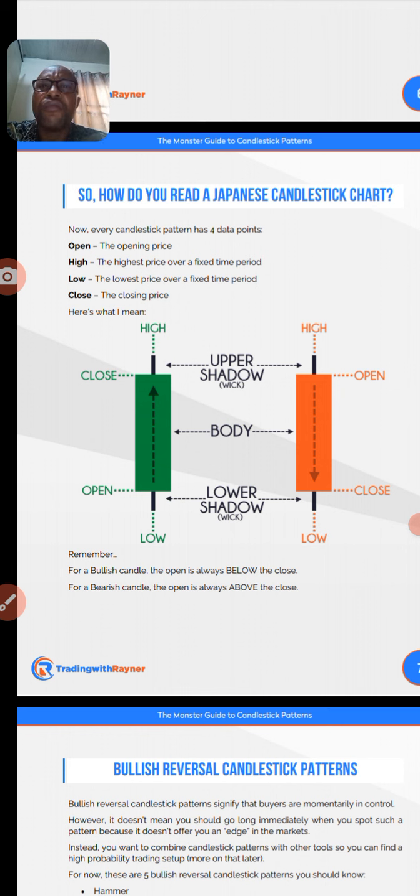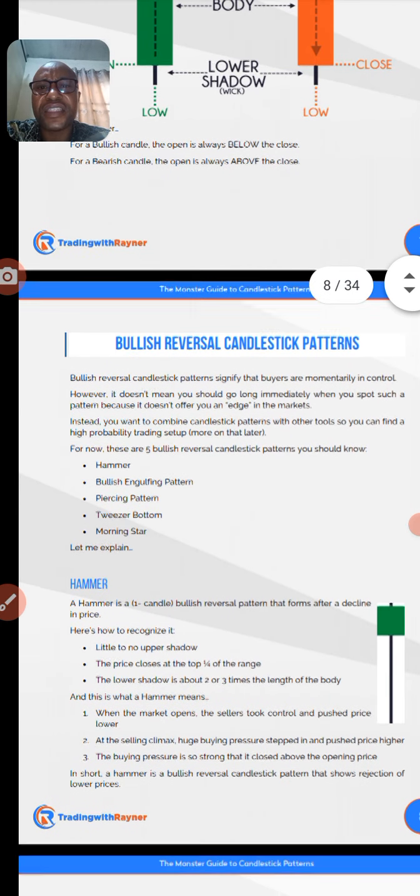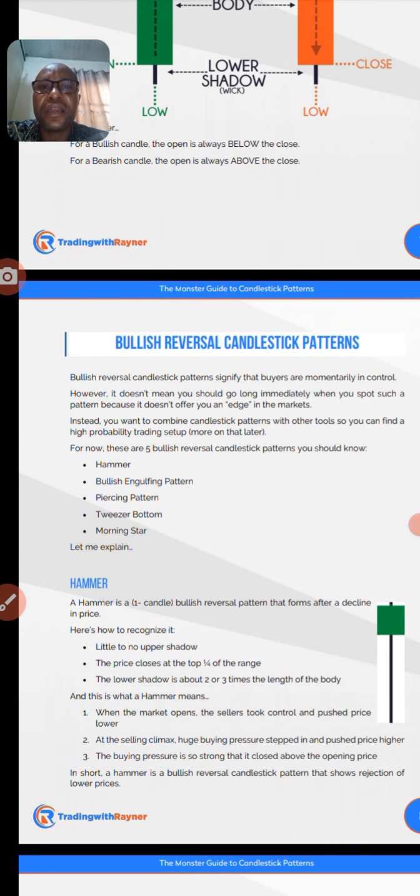So this is how, as a beginner, you can read these Japanese candlesticks. So try and watch the video so that you can understand it. Moving forward, bullish reversal candlesticks. How can we know bullish reversal candlesticks?